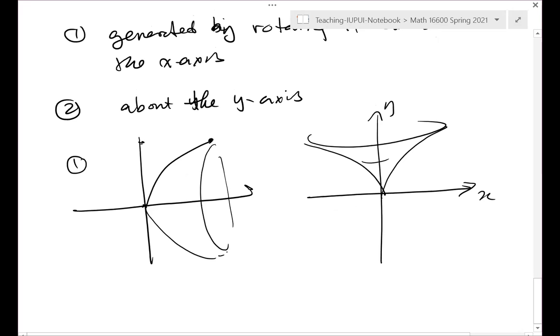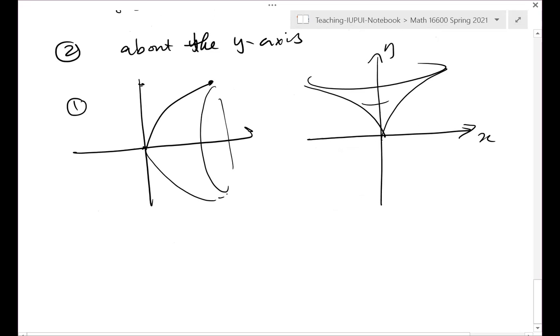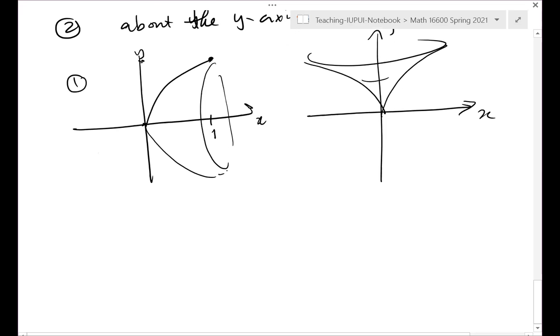Okay, so for example, maybe I will ask you to set up integrals, not evaluate, two integrals for each of the pictures. Okay, can you do that? Just focus on the first one. Set up two integrals: integral with respect to x, integral with respect to y, for the surface generated by rotating about the x-axis. Can you write down two integrals?